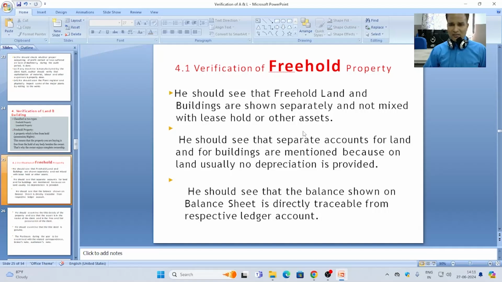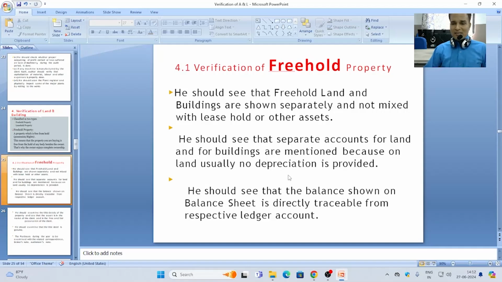The auditor should see that freehold land and building are shown separately and not mixed with leasehold or other assets. So, proper disclosure of freehold land and building should be there in the balance sheet. The auditor should see that separate accounts for land and for building are maintained, because on land usually no depreciation is there, but building will be depreciated. So there should be separate accounts maintained by the accountant in the books of accounts for building and land.